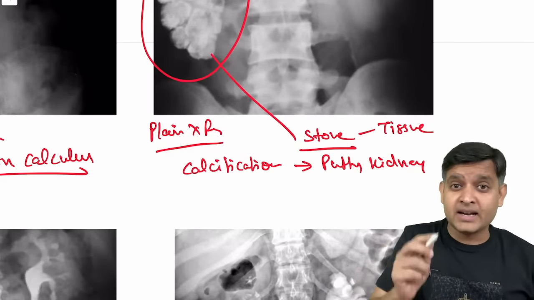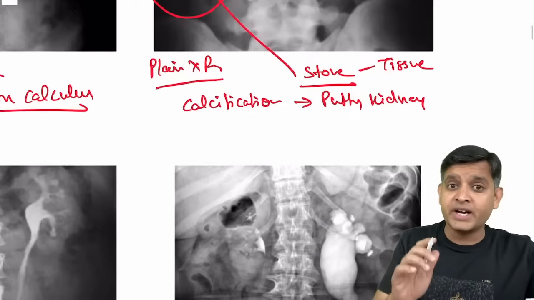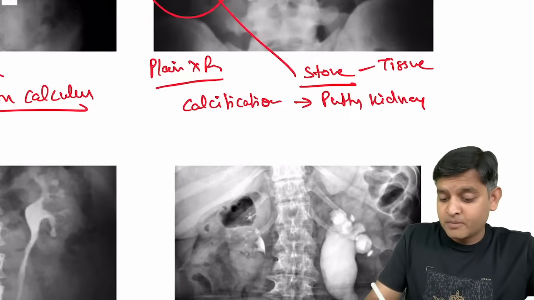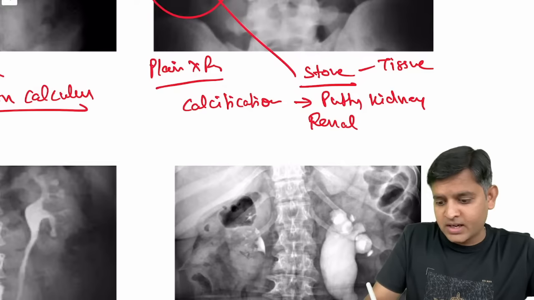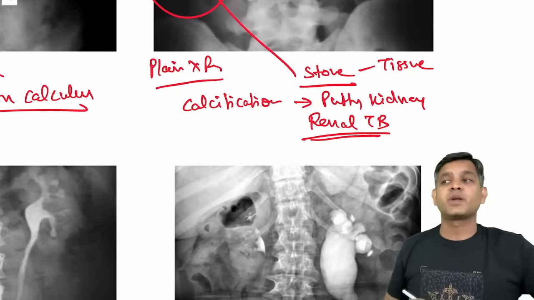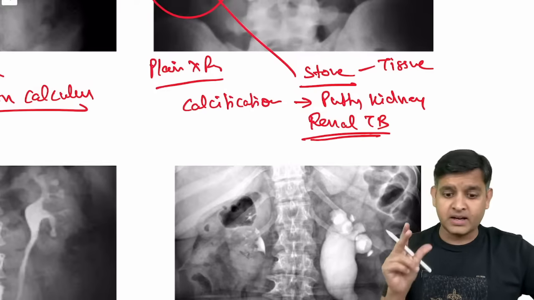Now, who will tell me first, putty kidney is seen in which disease? Putty kidney is seen in renal TB.